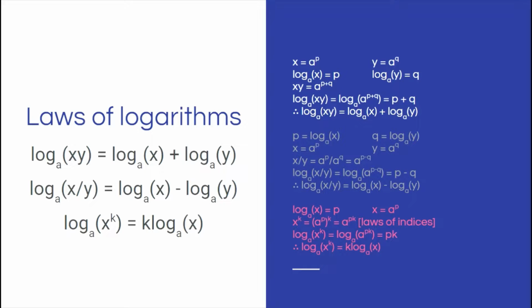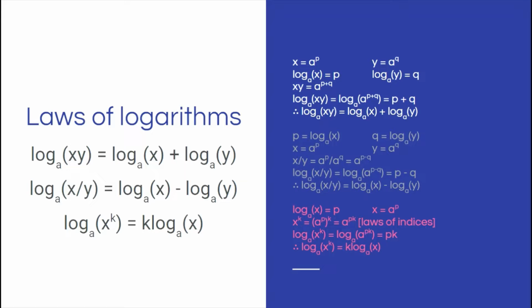P is equal to log to the base a of x, q is equal to log to the base a of y, so log to the base a of x over y is equal to log to the base a of x minus log to the base a of y. Now, the last one is slightly different. We only need x in this scenario, which is again set to a to the power of p. So log to the base a of x is p.